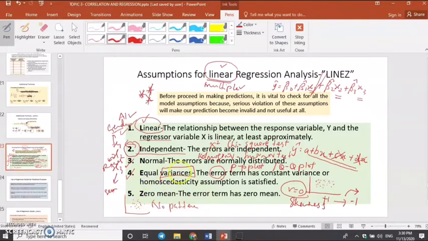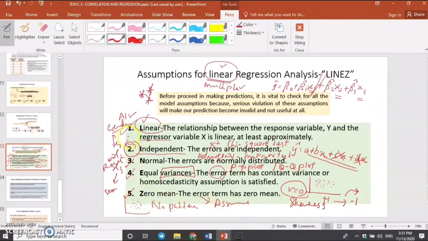So this one is equal variances, and then next one first is zero mean. So zero mean means the error term has zero mean. This one normally we just assume. Okay, so the fifth assumption is related to zero mean. So what you will say is we will just assume that the data has zero mean, means the error term has zero mean. So we just assume it for us to proceed with the analysis.